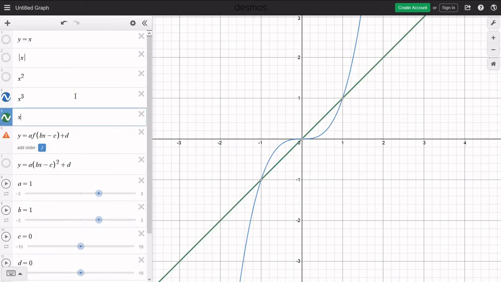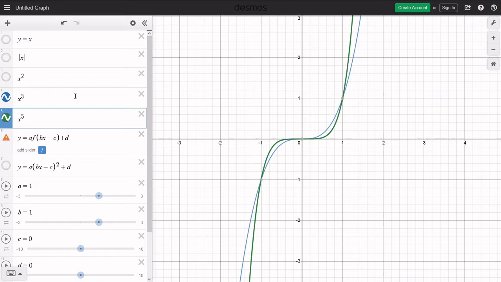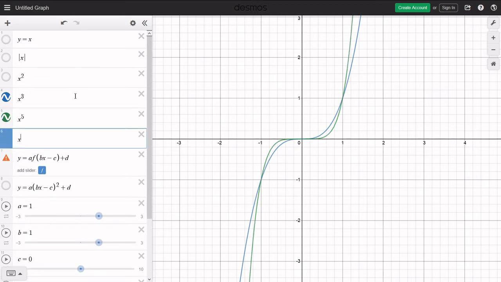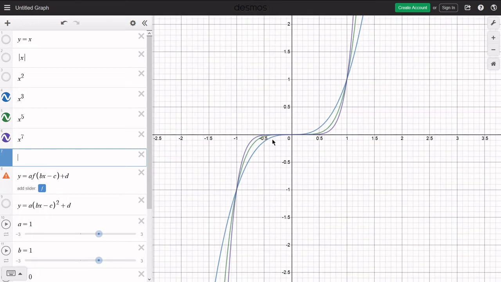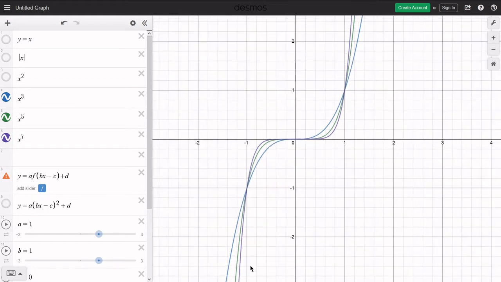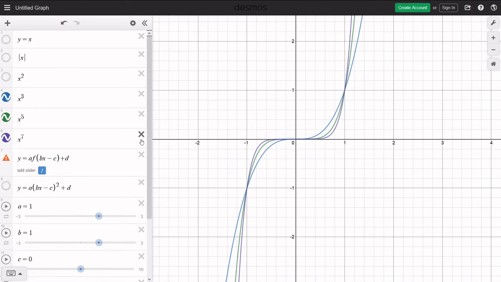But of course, x to the power of 5, very similar. x to the power of 7, very similar. It gets more and more flatter here. And of course, they meet at 1, 1. 1 cubed is 1. 1 to the 5th power is 1. 1 to the 7th. And then negative 1 cubed is negative 1. Negative 1 to the 5th power is negative 1, and so on and so forth. Okay, so that's the cubic and odd power polynomial parent functions.